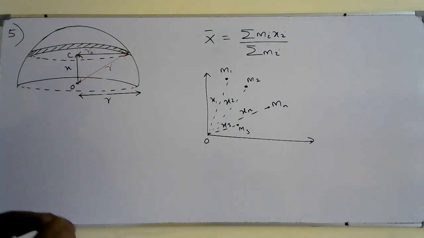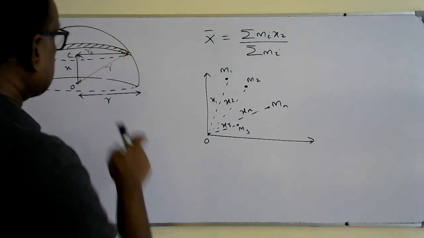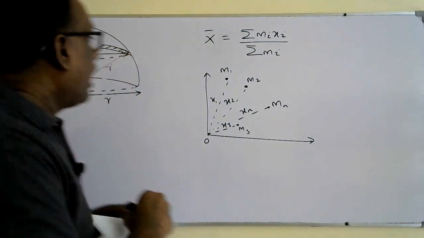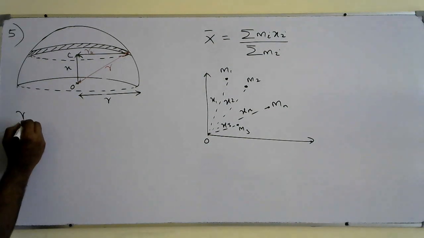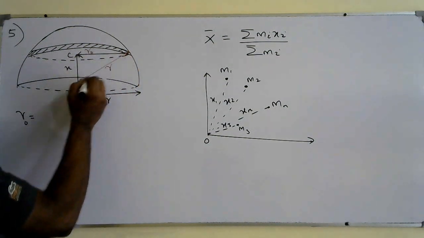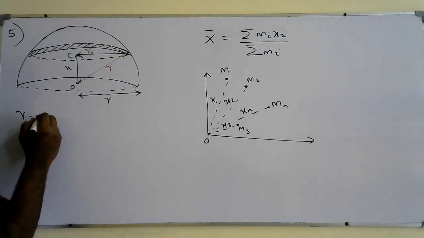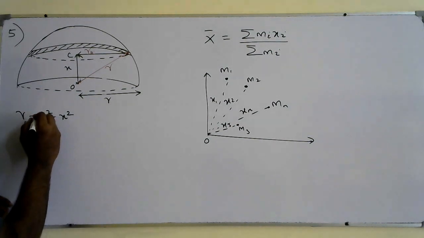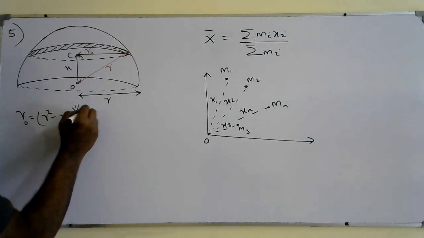So I can say R0, the radius of the disk that I consider inside the hemisphere, by the Pythagoras theorem for this right angle triangle, R0 is equal to the square root of R squared minus x squared, that is, (R squared minus x squared) to the power half.